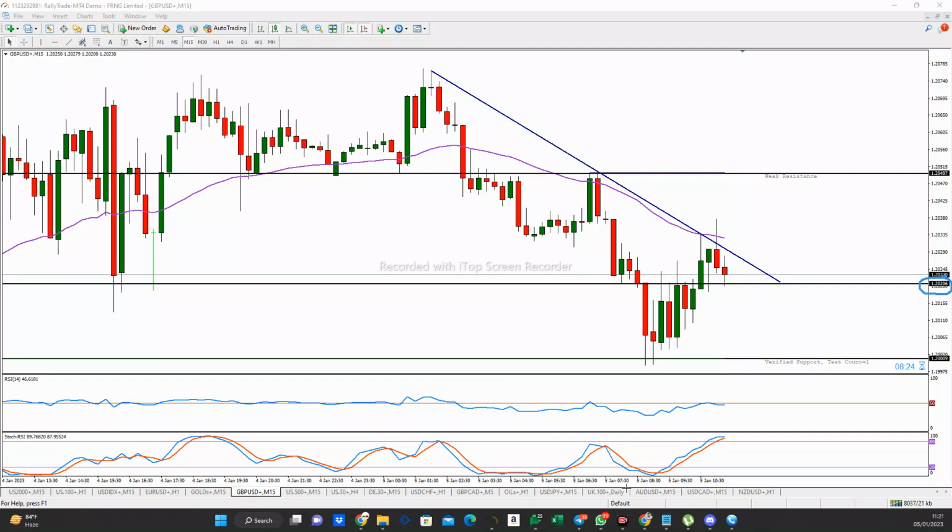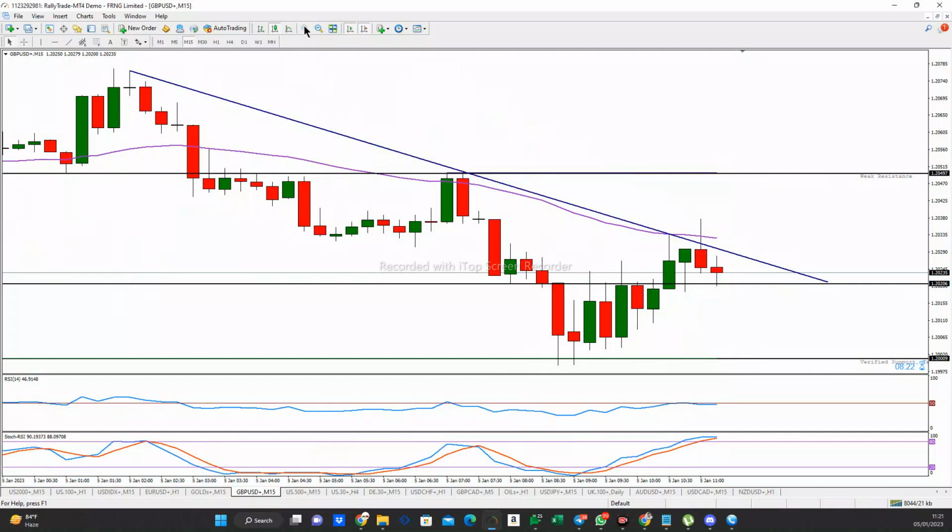You can see the price level I'm talking about. This is price level 1.20206. So if this bearish candle can break below this price level and close below it, you wait for the next candle to form.